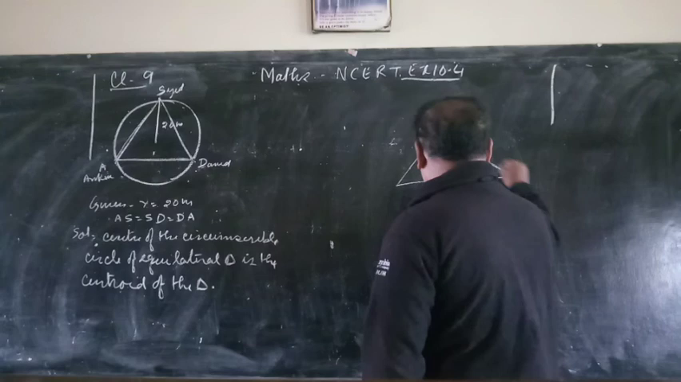Root 3 upon 2 a is equal to 30. So a is equal to 2 into 30 upon root 3. Now what will we do, children? We will rationalize it. That is equal to 60 root 3 upon 3, which is equal to 20 root 3 meter. So a is the side of the triangle, which means SA is equal to AD is equal to DS is equal to 20 root 3.